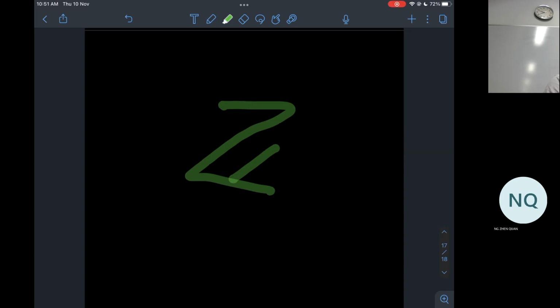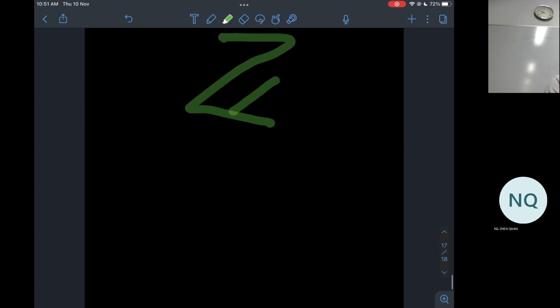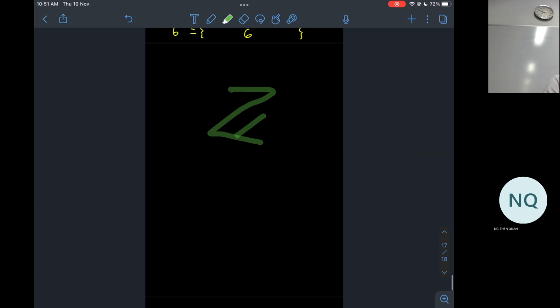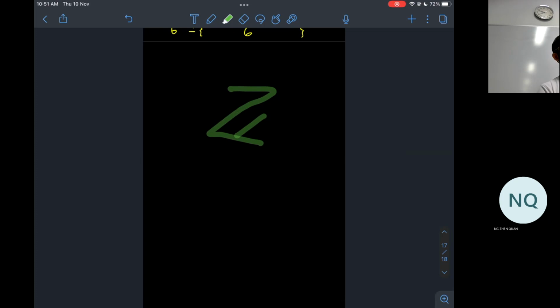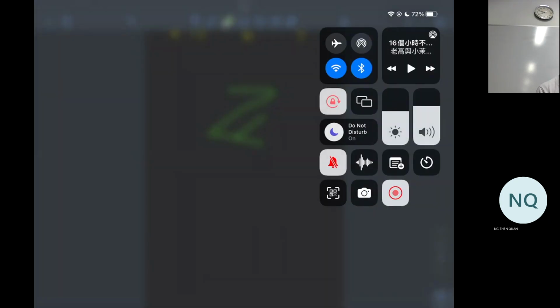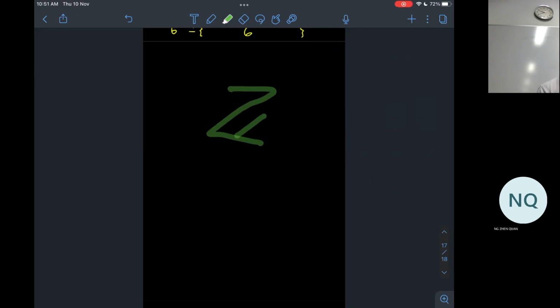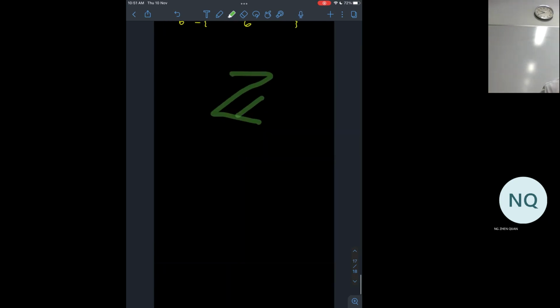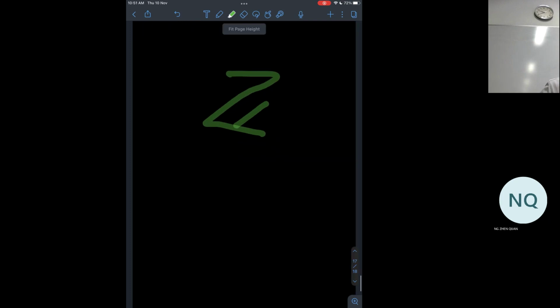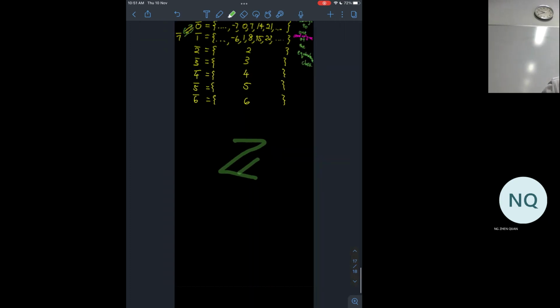Can you make it landscape? No. Oh, okay then. Maybe I can rotate the screen, or cannot. You locked it. Okay, I know how to do it. I cannot see the page. Where's the page?